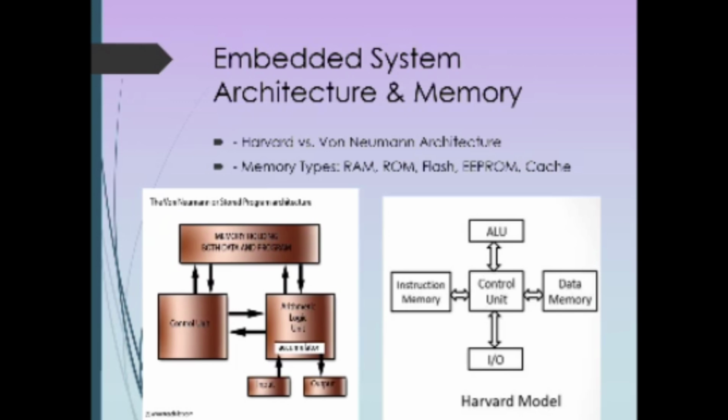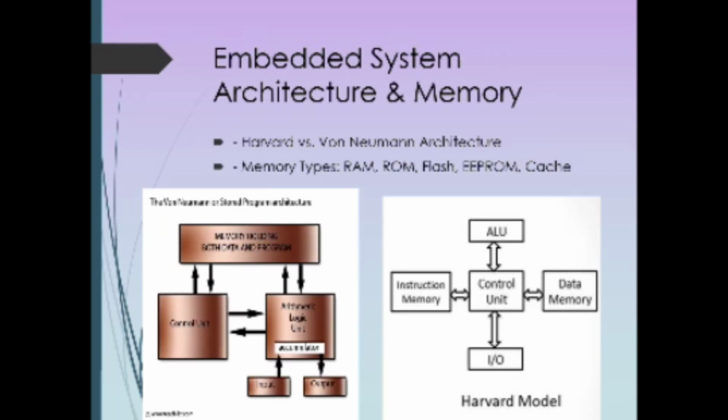Inputs and outputs are given differently to an ALU. In Harvard architecture, instruction memory and data memory are different, and IO is given to a control unit directly. In Von Neumann architecture, there are different buses for data and address. In Harvard architecture, there is a single bus for data and address.